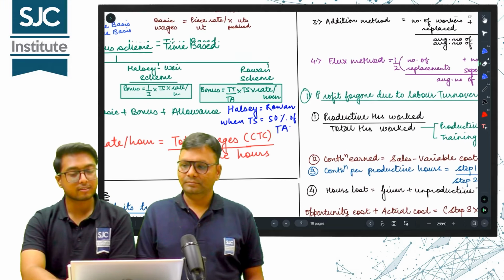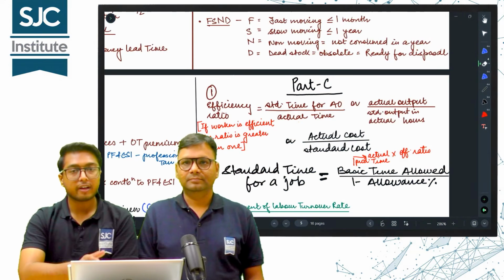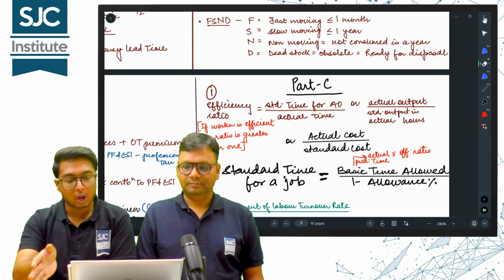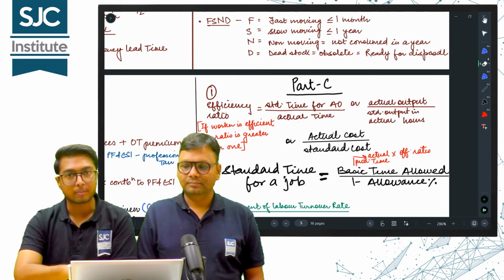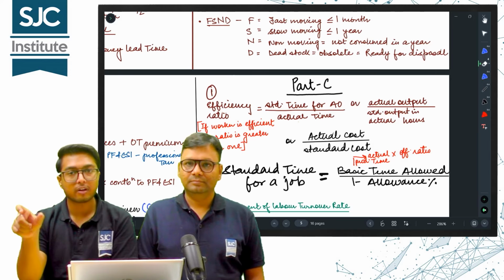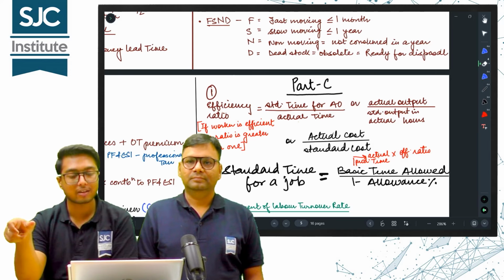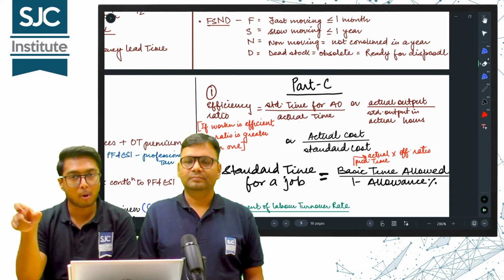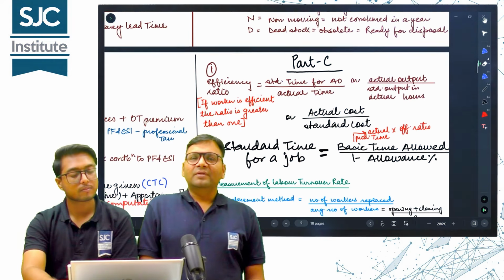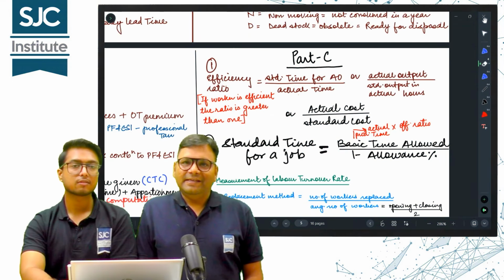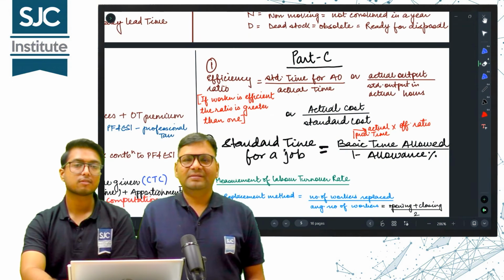Now moving on to part C, efficiency ratio. It is equal to standard time for actual output divided by actual time, or actual output divided by standard output in actual hours, or actual cost upon standard cost. To remember the formula of efficiency ratio, use the basic logic: if a worker is efficient, its efficiency ratio has to be more than 1 or more than 100%.